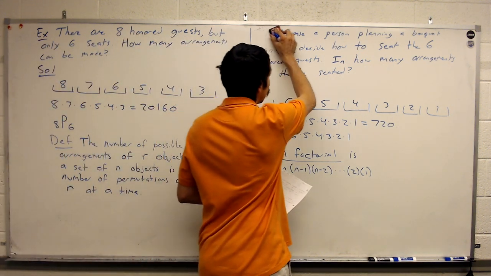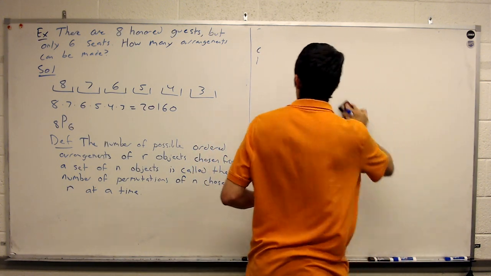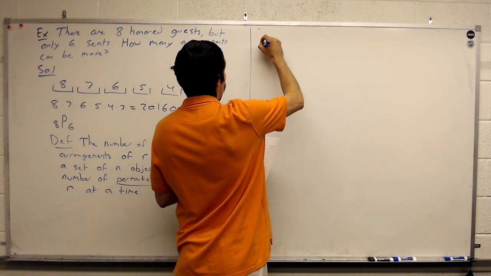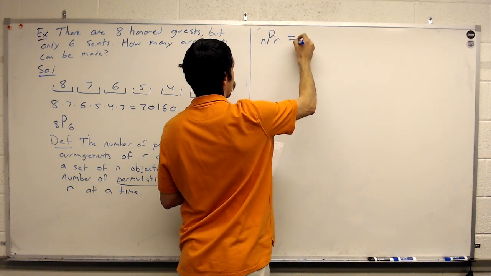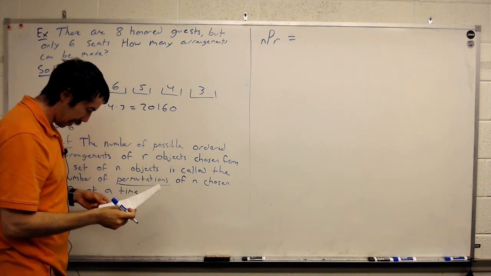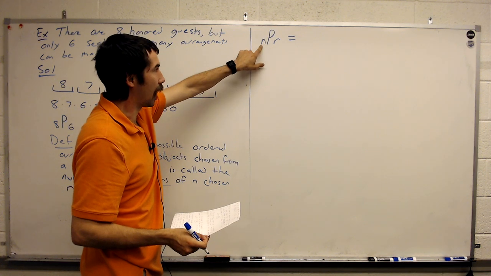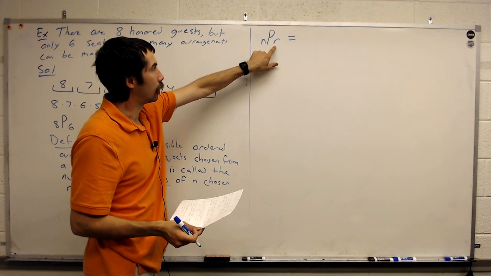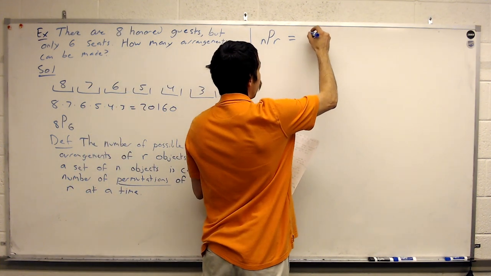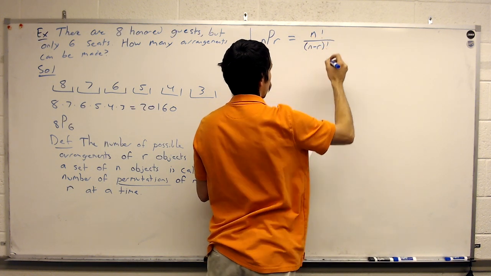Okay, we write, so this is the number of permutations. We write nPr, just like the public radio in the United States, NPR. We're taking an ordered arrangement of n objects and we're selecting r of them. And the formula for this is n factorial over n minus r factorial.